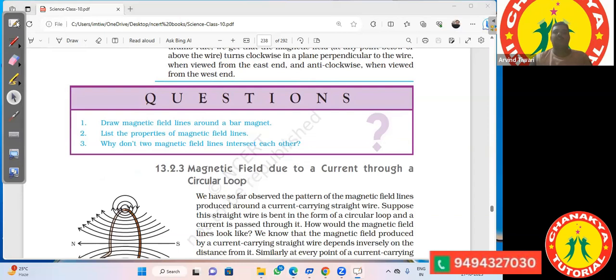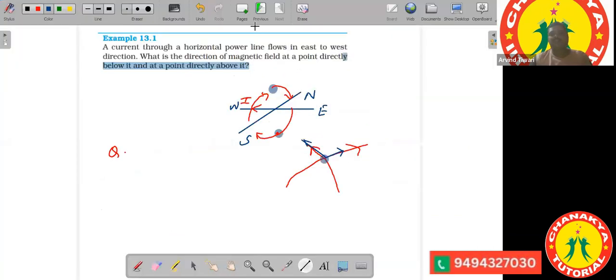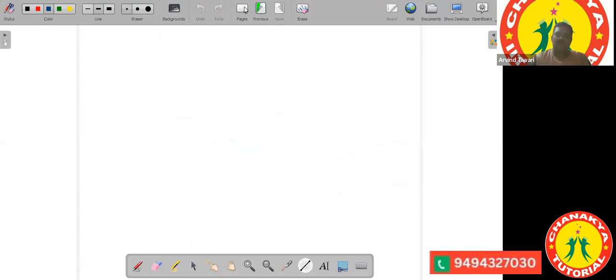Suppose you are sitting in a room such that your back is towards the west, you are facing east. I'm not writing, you will speak up. You are sitting in a room facing the east direction and a beam of protons is entering the room, coming towards you. So what should be the direction of magnetic field lines?